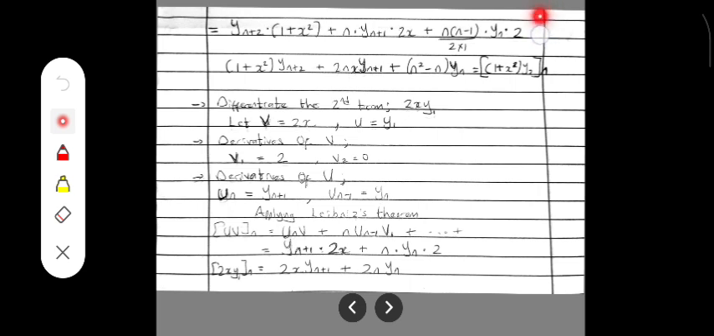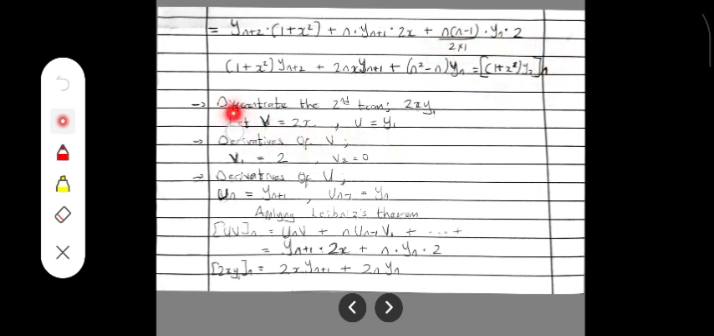Now the 2 at the numerator cancels out the 2 at the denominator, and we are left with this equation here. So it is (1 plus x squared) multiplied by y subscript n plus 2, plus this n and 2x. I can write it out and multiply them together as a coefficient, that is 2nx multiplied by y subscript n plus 1, plus, when you open the bracket at this numerator, we have n squared minus n multiplied by y subscript n. This is the derivative for our first term.